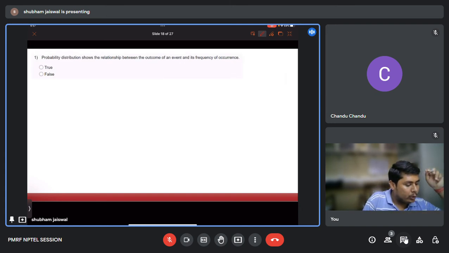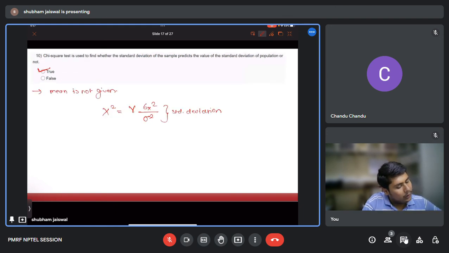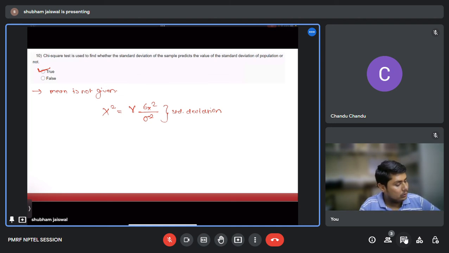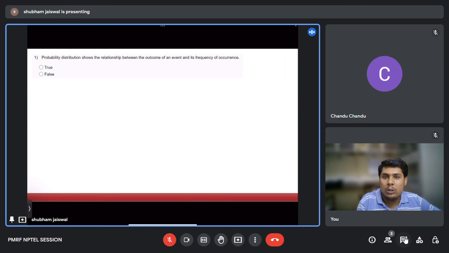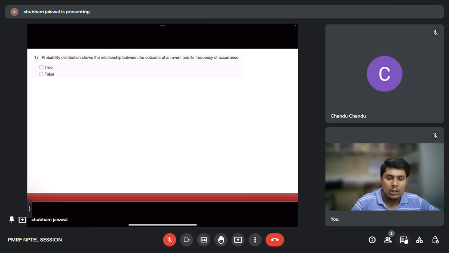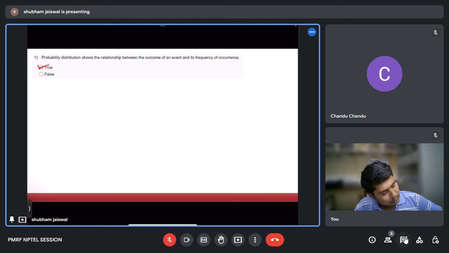Probability distribution shows the relation between the outcome of an event and its frequency of occurrence. Is it true or false? True, sir. Yes, it's true, because it shows the relation between the outcome and our event.